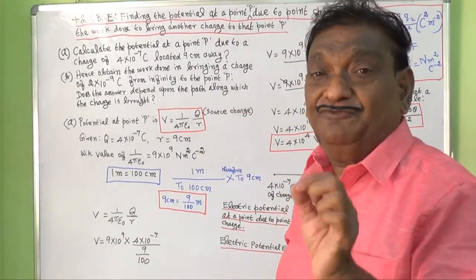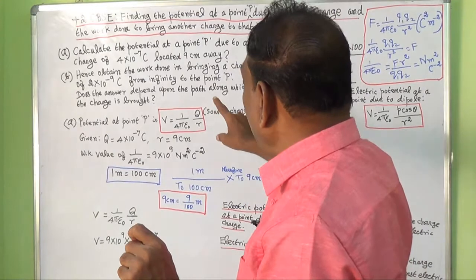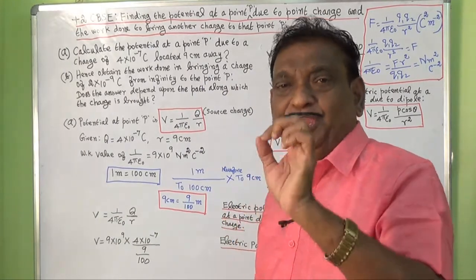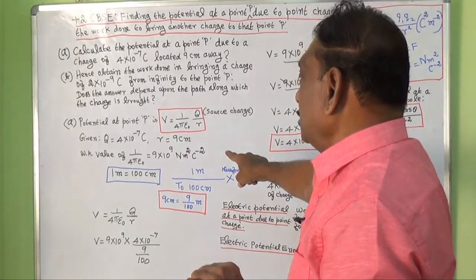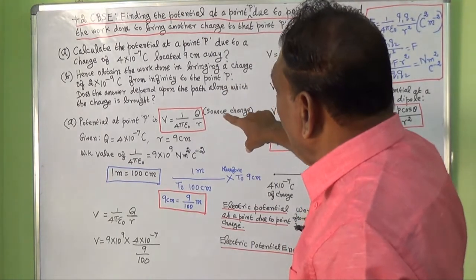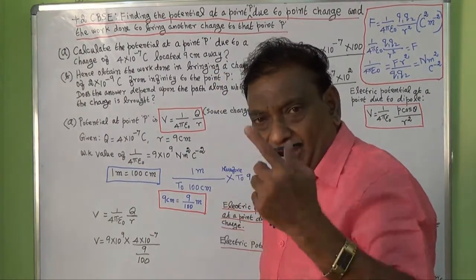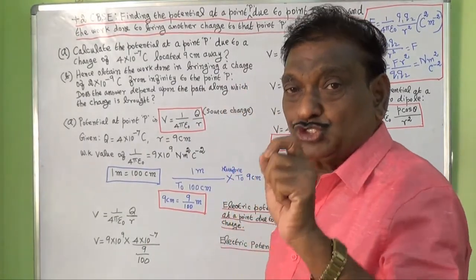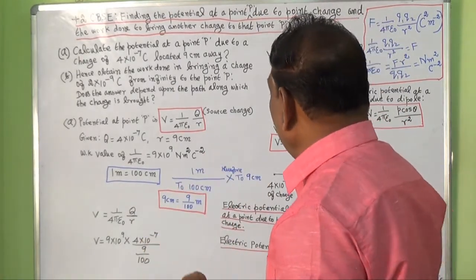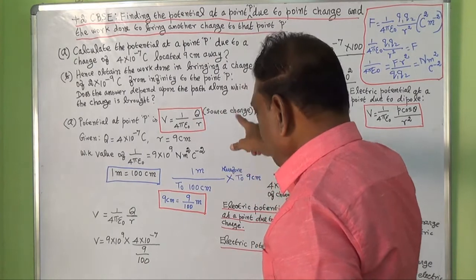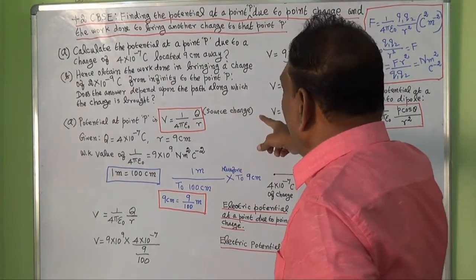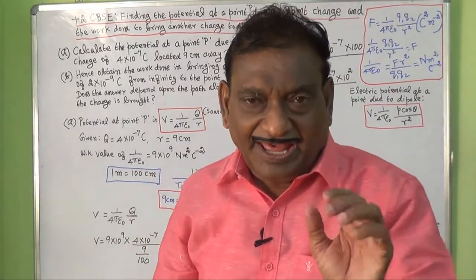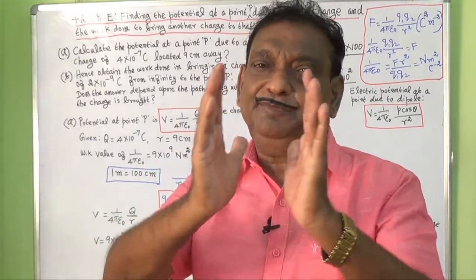We know that the value of 1 by 4 pi epsilon naught is 9 into 10 to the power of 9 Newton meter square per coulomb square. So we are having all the three data required to find the potential. Before proceeding to do the sum, we should convert the centimeter into meter. The reason is the correct unit of distance is meter.